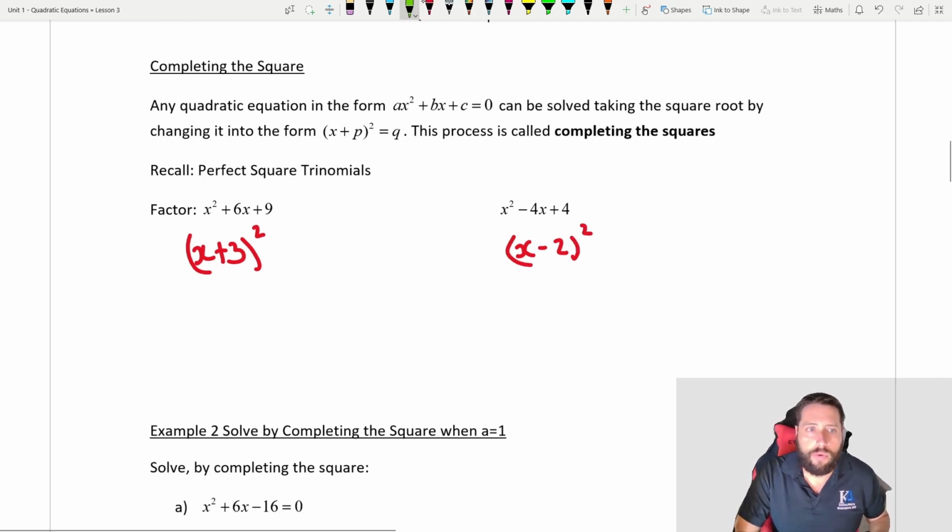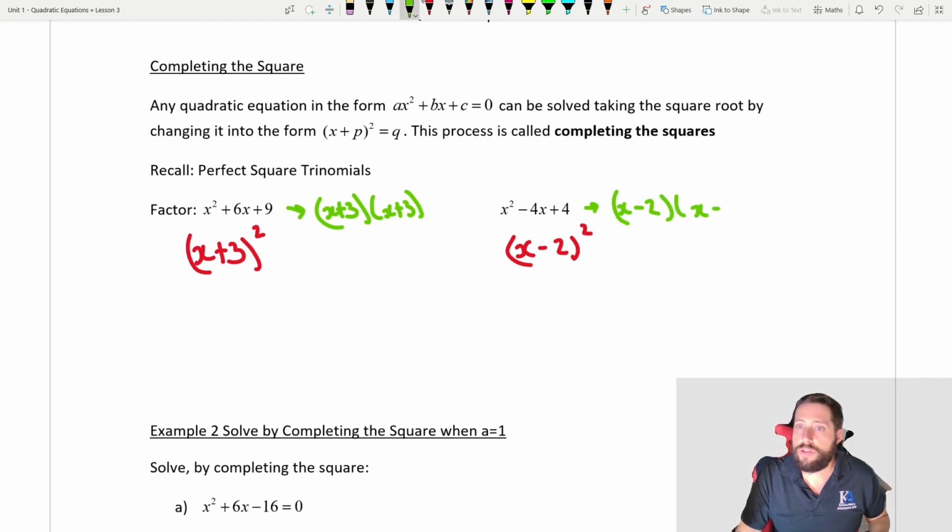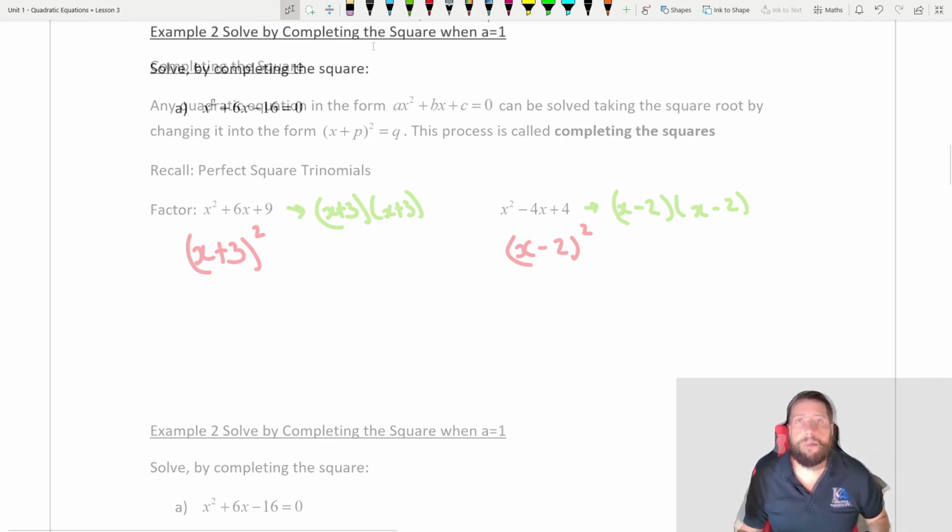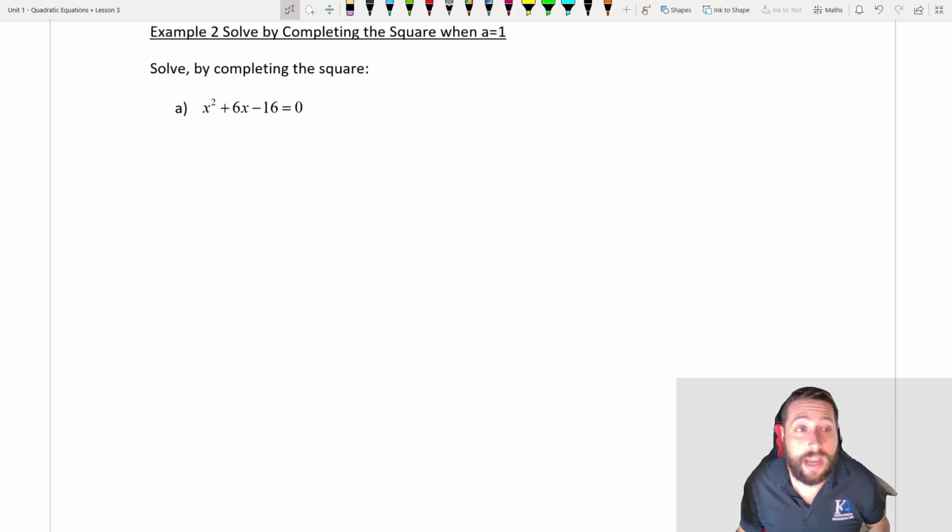So again, if you can't quite see it, this becomes x plus 3, x plus 3. And this one becomes x minus 2, x minus 2. Okay, those are your perfect square trinomials. Moving on to example 2, solving by completing the square when a is equal to 1. So it says solve by completing the square, x squared plus 6x minus 16 is equal to 0.